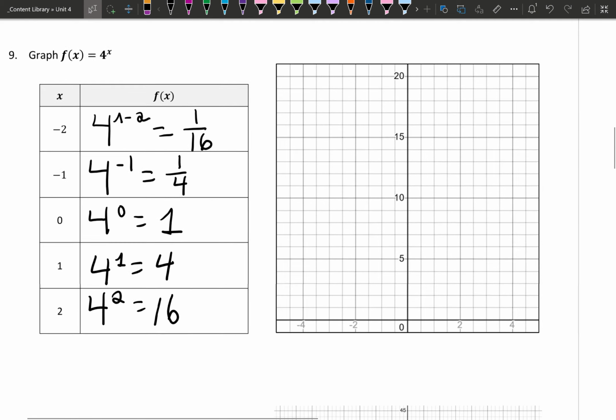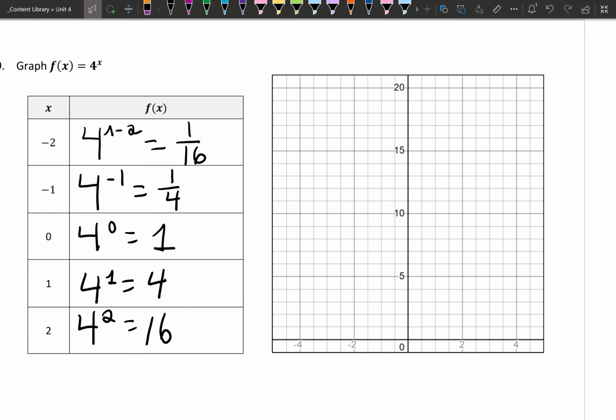Now let's graph it. What we found are our x's and our y's, right? F of x is the same thing as y, so those are our points. First, we have negative 2, 1/16. I'm going to do my best to guess where 1/16 is. I think it's right here. This is negative 1. For negative 1, we got 1/4, which is only a little bit taller than 1/16. Next, we have 0, 1. I start at 0, go up to 1. Then we have 1, 4. I go from 1 up to 4 and make a dot. Then I have 2, 16. I go to 2 and then up to 16. Let's draw our graph. Perfect.